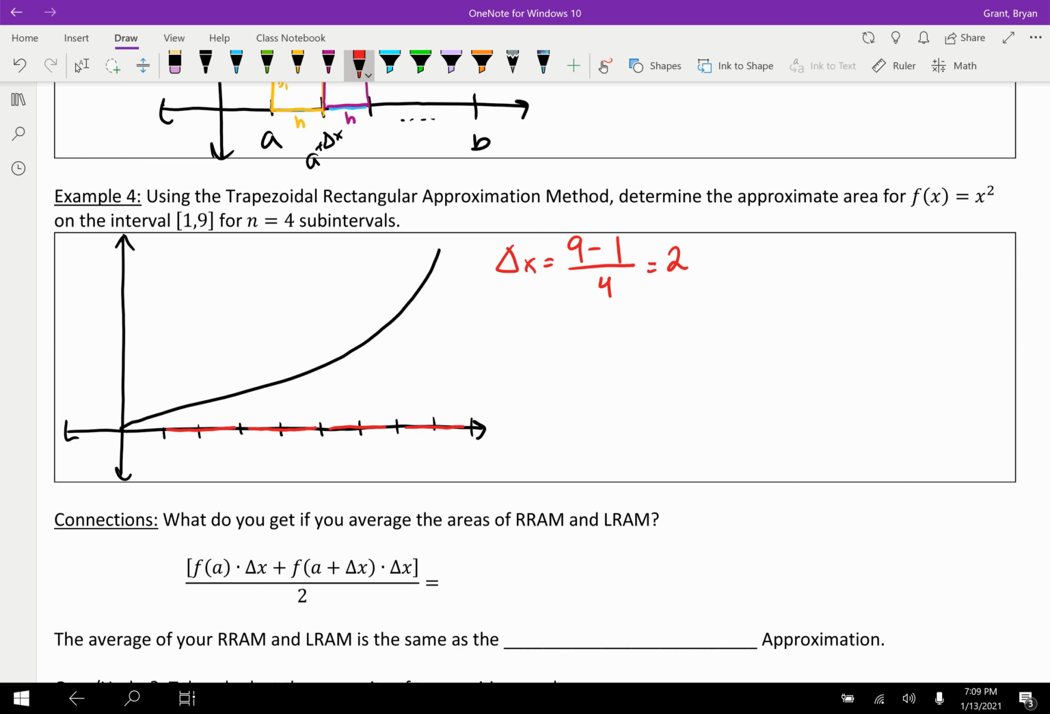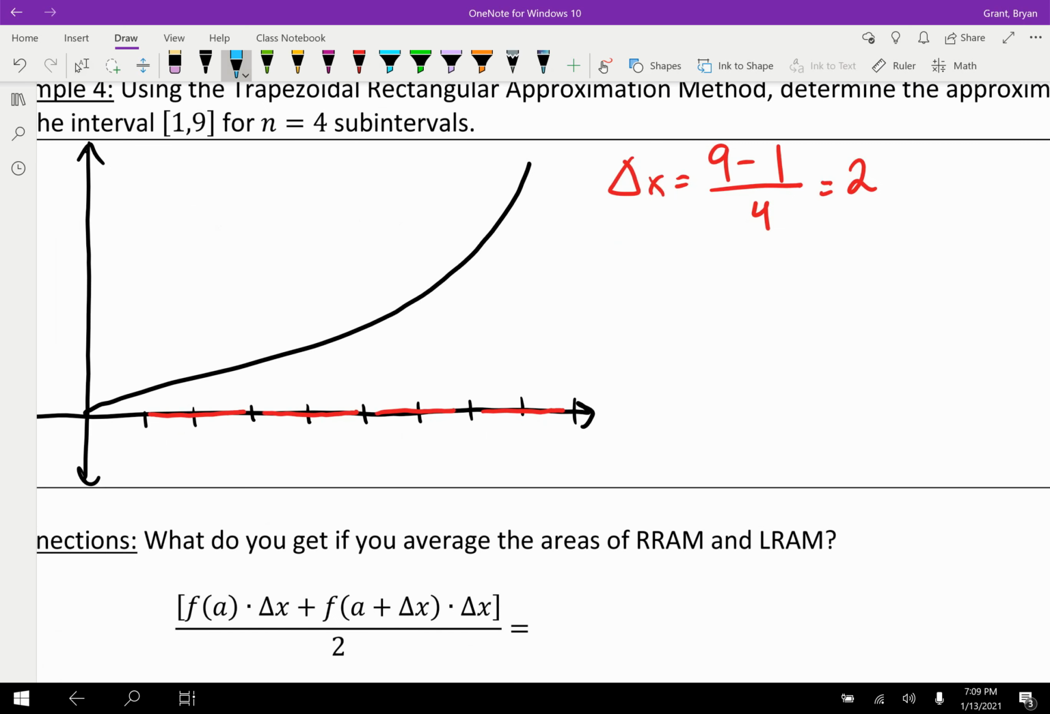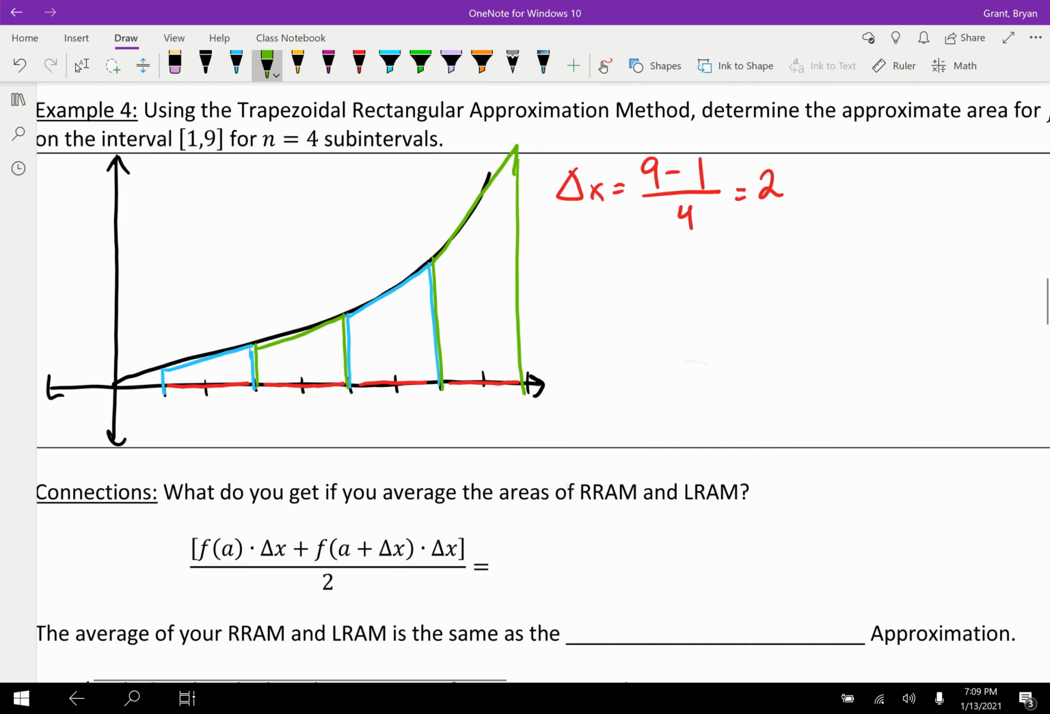That's looking better. Alrighty. And now we look at our trapezoids. So trapezoid-wise, I'll try to do alternating colors here. We have our first trapezoid, like so. And then we have our second trapezoid. And then our third. And our last. That's supposed to be way up here, so we'll just pretend the graph goes up there. Great. 4 trapezoids, and now we start finding the areas.